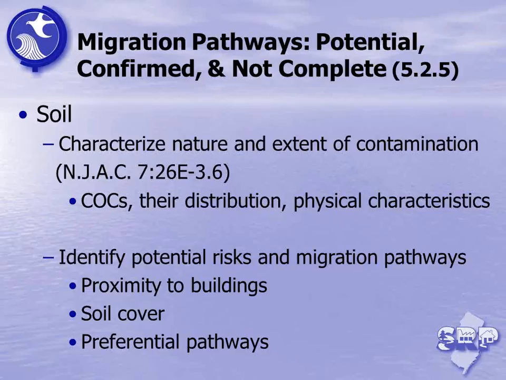To characterize, we need to answer questions like, what is the contaminant? How far does it extend horizontally and vertically? What are its physical characteristics? What's its solubility, its density? And what characteristics are going to be important at your site? For instance, what are the heterogeneities in stratigraphy? Next, you should consider potential risks and migration pathways, such as the proximity to buildings, is there soil cover, preferential pathways along utilities, and that kind of information. And a good CSM is a great way to deal with the complex interactions between the contaminants and the environment.